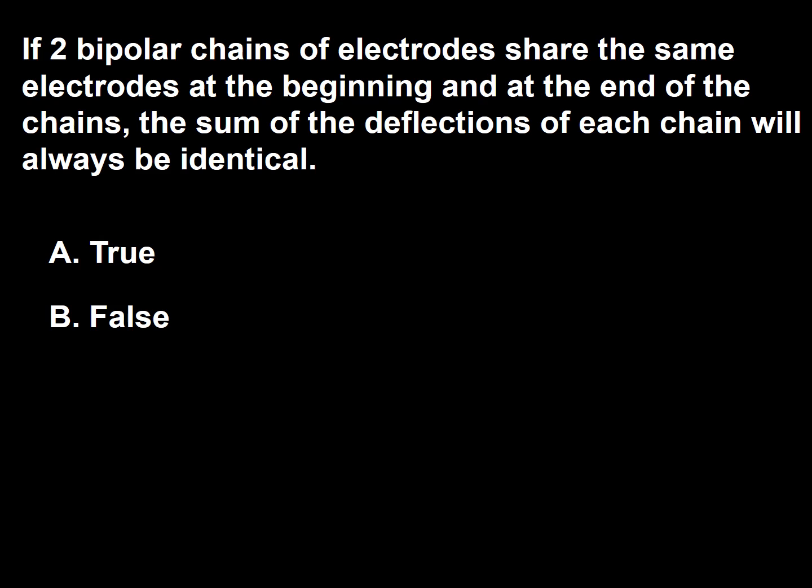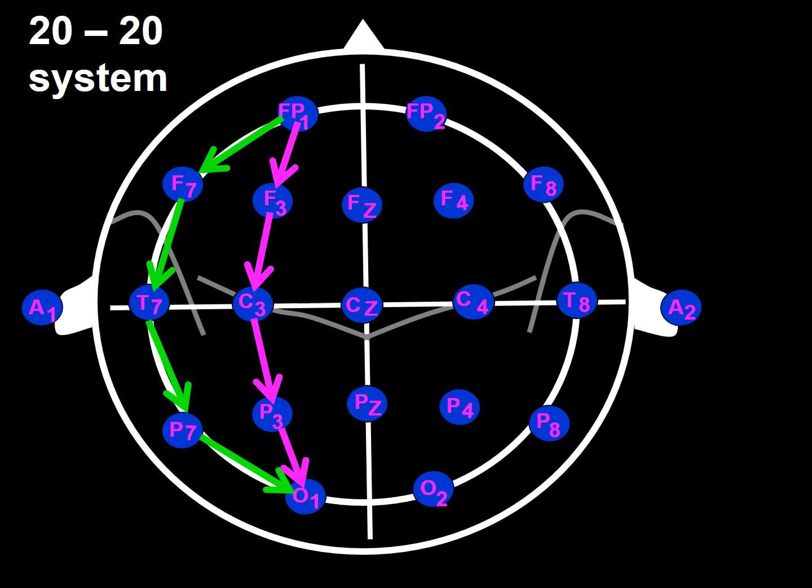Next question. If two bipolar chains of electrodes share the same electrodes at the beginning and at the end of the chain, the sum of the deflections of each chain will always be identical. A true, B false. This frame represents a bipolar montage consisting of two chains of electrodes joined at the beginning and at the end of the chain.